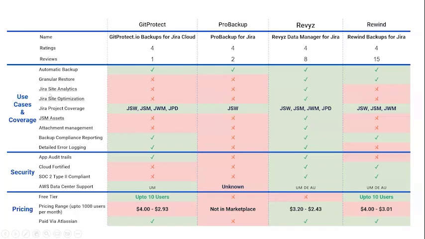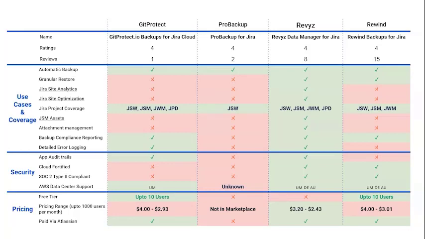Next is Jira Site Analytics. Jira Site Analytics is not available in Git Protect, Pro Backup, and Rewind, but it's there in Revise. Jira Site Optimizations is again not available in all three add-ons, which are Git Protect, Pro Backup, and Rewind, but it's available in Revise.